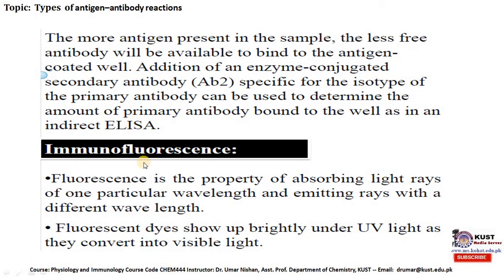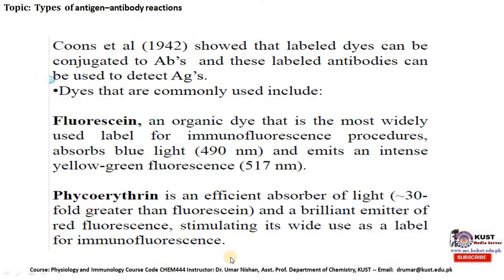Now we go to the final type, immunofluorescence. Fluorescence is the property of absorbing light rays of one particular wavelength and emitting rays with a different wavelength. Fluorescent dyes show up brightly under UV light as they convert it into visible light. Coons et al. in 1940 showed that labeled dyes can be conjugated to antibodies, and these labeled antibodies can be used to detect antigens. Dyes that are commonly used include fluorescein, phycoerythrin.